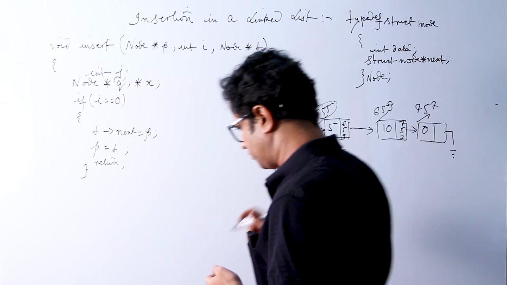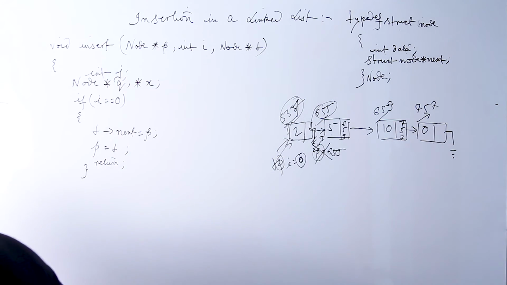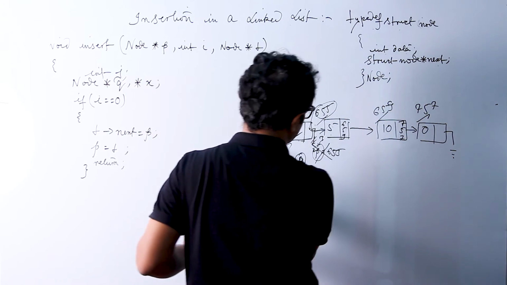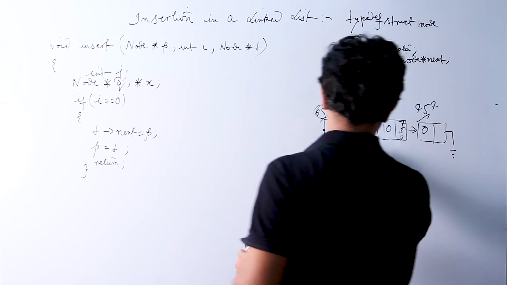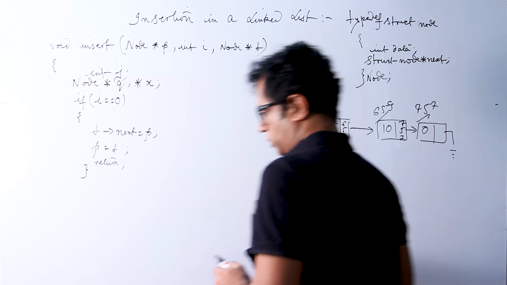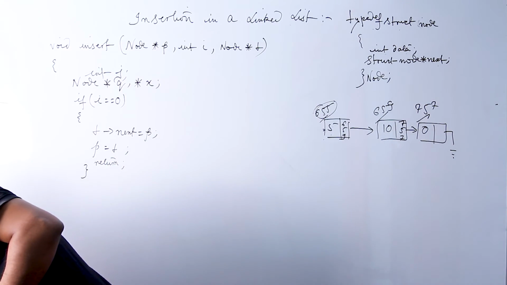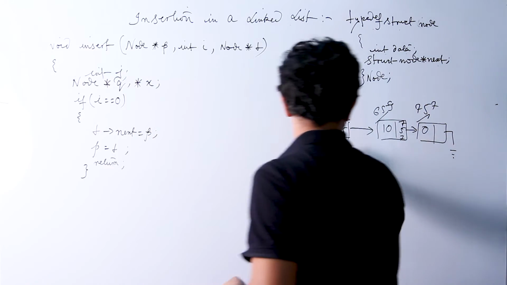So I will just rub off this linked list a bit, like this. I will just rub off this portion and keep it the way it was before. So I will write like this. So this is the P.